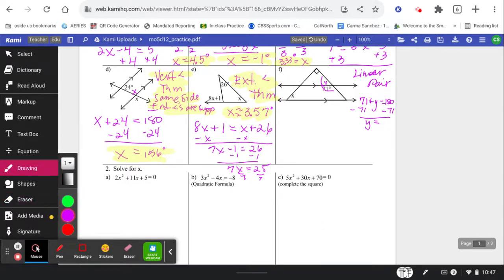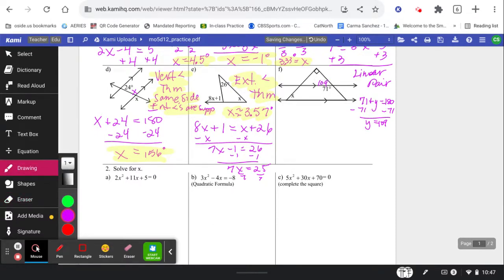Since it's a linear pair, it adds up to 180. So grabbing my calculator, 180 minus 71, you got it, is equal to 109. So technically, I just found this angle over here is 109.